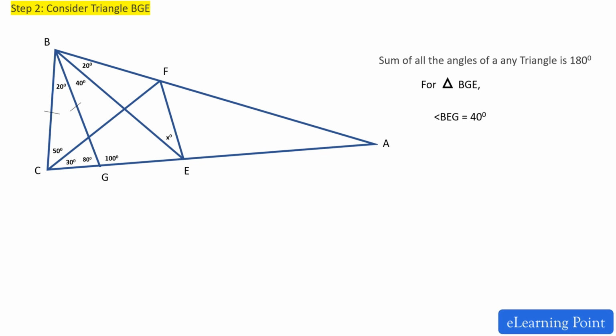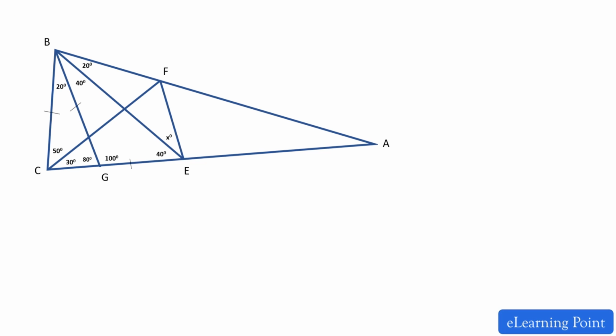So again BGE is an isosceles triangle. That's why the angles opposite to the equal sides are the same. So again for an isosceles triangle, if the angles are the same, then the sides opposite to those angles must be the same. So that's why BG equals GE. I have marked this BG equal to GE. Then move on to step 3.